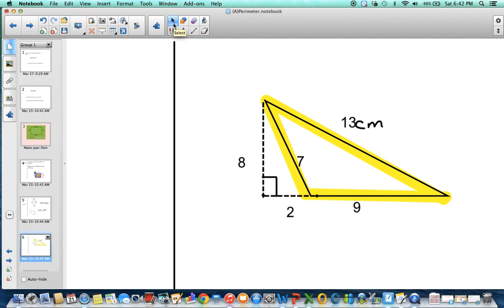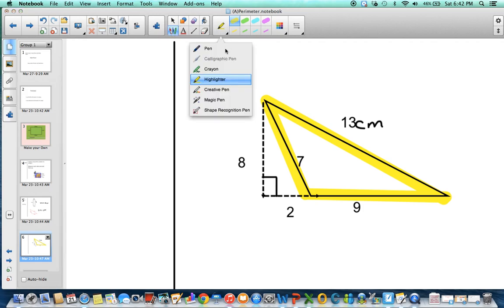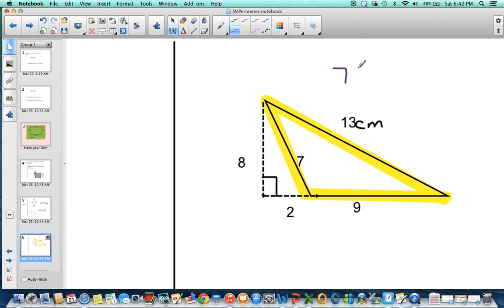All right, so hopefully you have an answer now, and you should have written down 7 plus 9 plus 13. When you add those together, you will get 29 centimeters.